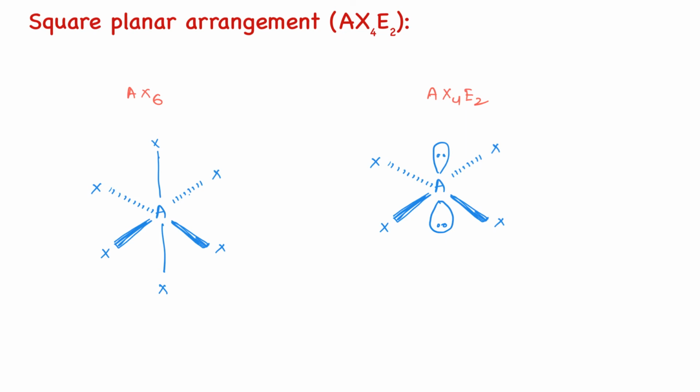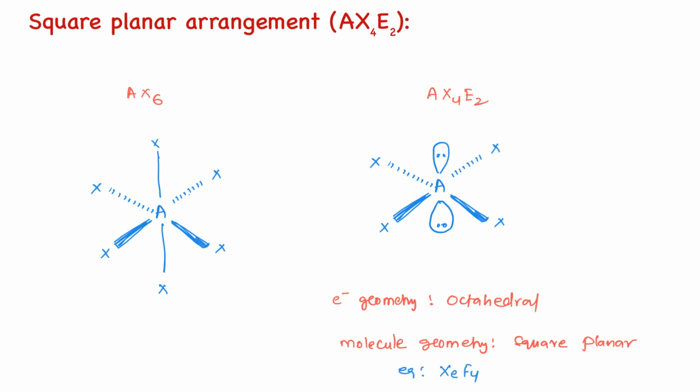If two of the bond pairs are replaced with lone pairs, we get AX4E2 type. The electron geometry is still octahedral. However, two of the corners of the octahedral shape do not have atoms. Instead, we have lone pairs. Therefore, the remaining shape looks like a square planar shape. Examples: XeF4 and ICl4-.